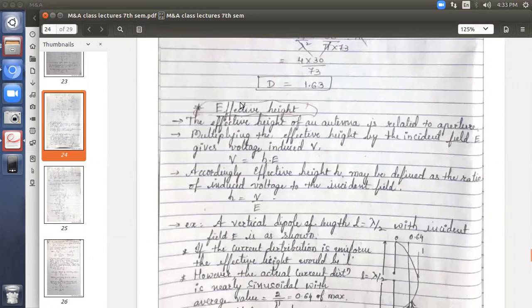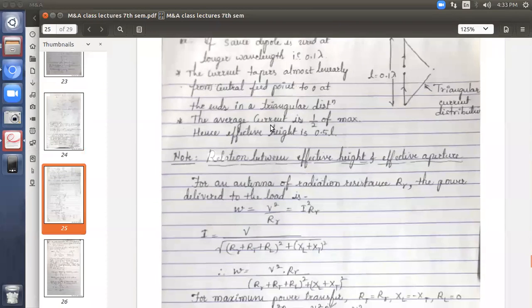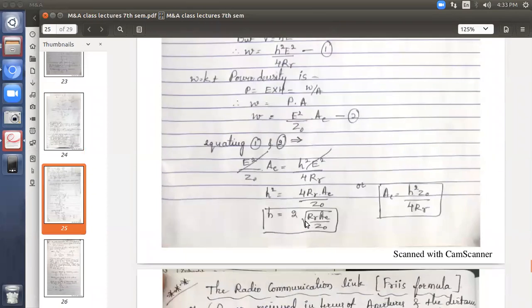And one more antenna parameter we have seen, that is effective height. Just like the effective aperture, as it is always less than the actual aperture of the antenna, even effective height will also be the same. The actual height of the antenna will be more; the effective height, from which we will get the output, will always be less than the actual height. Then we have seen the relationship between AE and H, the effective height and the effective aperture.